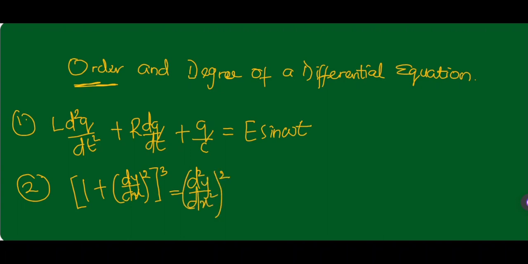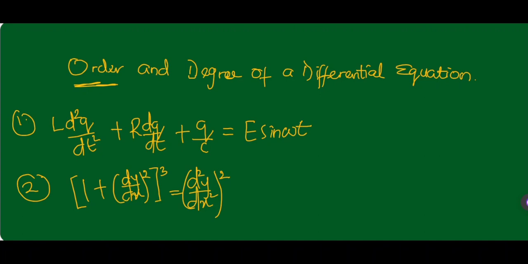So remember that we said the order of a differential equation is the order of the highest differential coefficient that we have there in the differential equation. So if you look at this first example, we have two differentials. We have d squared q/dt squared, which is the second derivative of q with respect to t, and we have dq/dt, which is the first derivative of q with respect to t. Between the two differentials, the highest differential coefficient is the d squared q/dt squared. So we say this differential equation is of the second order.